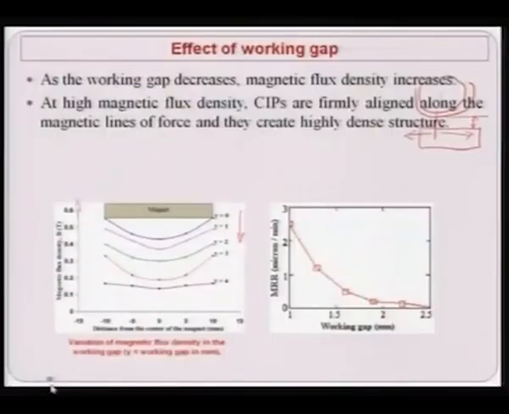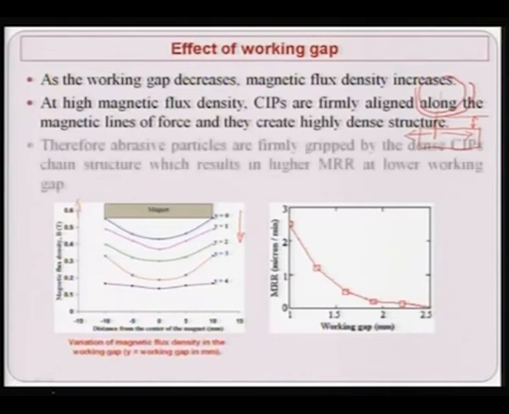As the working gap decreases, magnetic flux density increases, as I have shown here. At high magnetic flux density, the CIPs are firmly aligned along the magnetic lines of force, and they create a highly dense structure. Therefore, abrasive particles are firmly gripped by the dense CIP chain structure, which results in higher MRR at lower working gap, as you can see here on the left side of the figure on the right side.